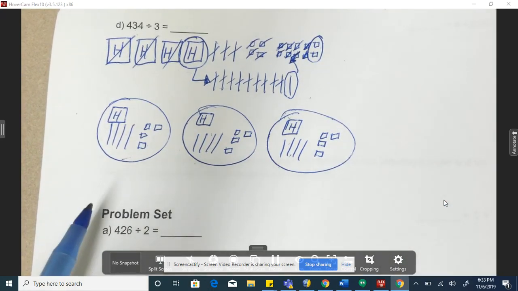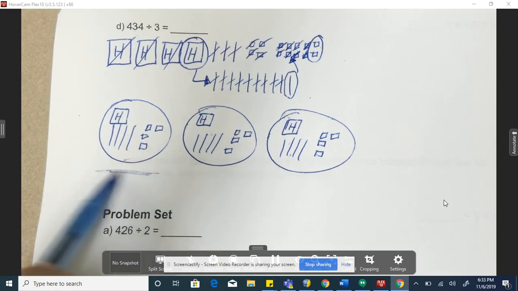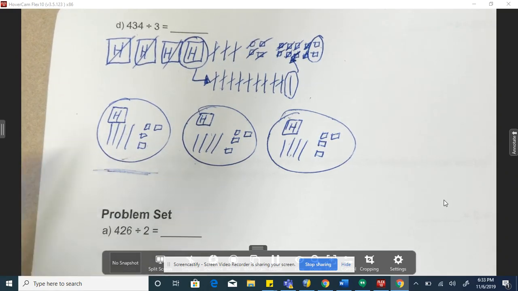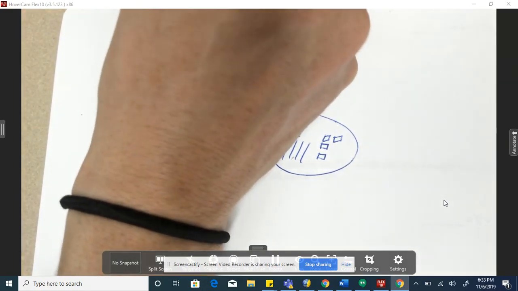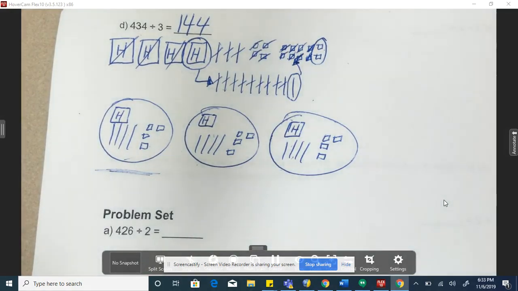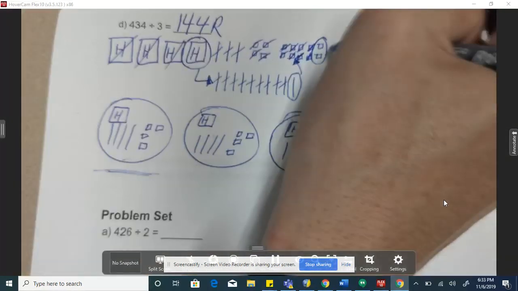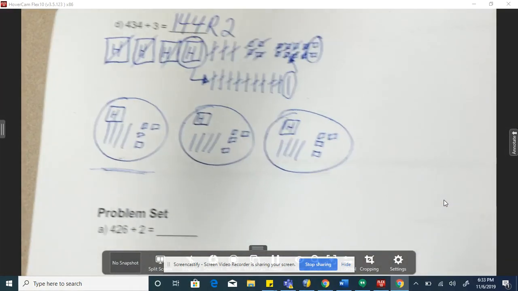So let's see what our quotient is. For 1 group, we have 100, 4 tens, and 4 ones. So our quotient is 144, remainder 2. Let's check our work.